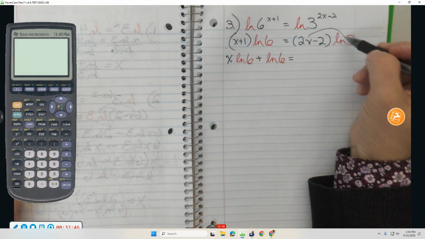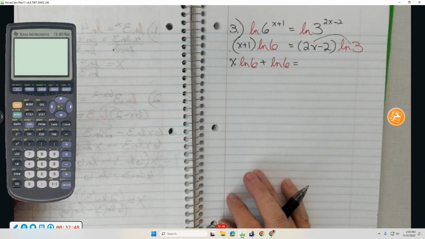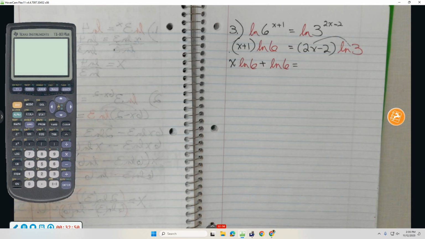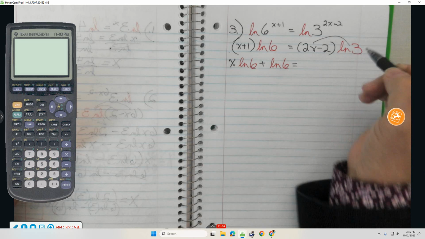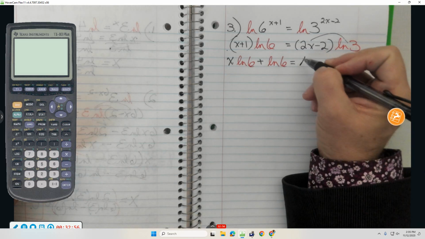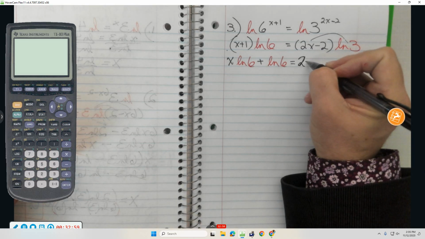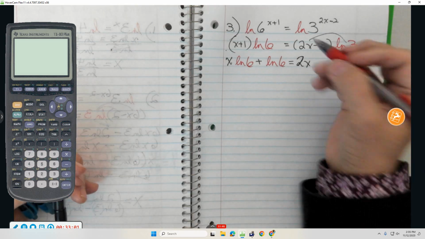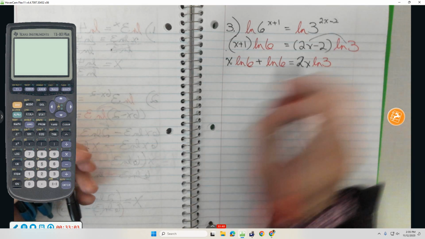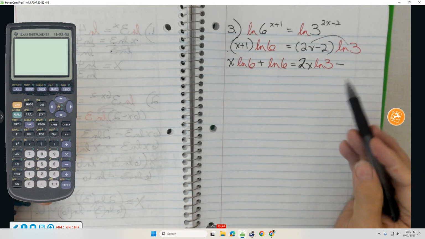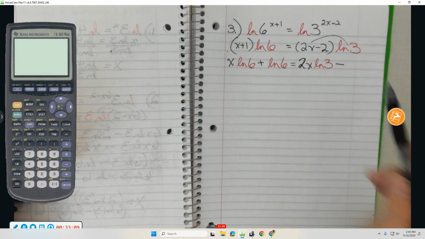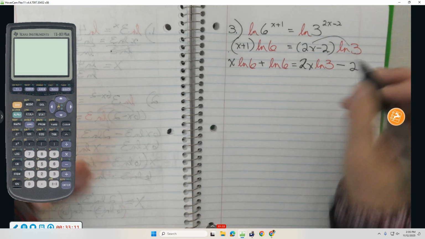here 2x times ln 3. Don't get creative. 2x times ln 3 is just 2x ln 3 minus 2 times ln 3 is just 2 ln 3.